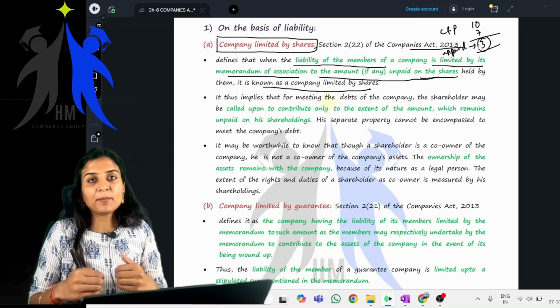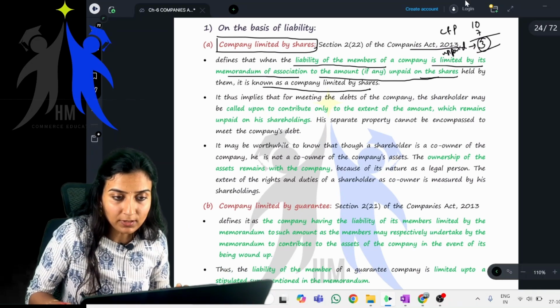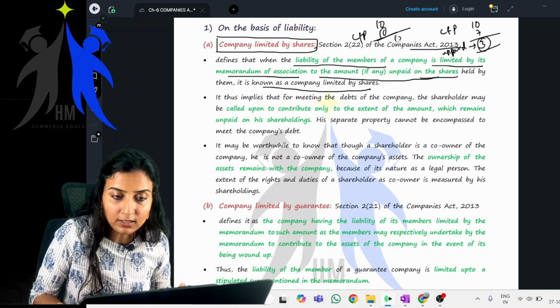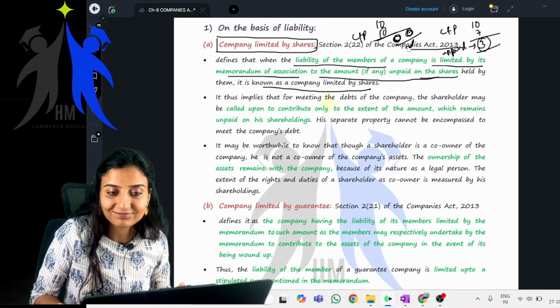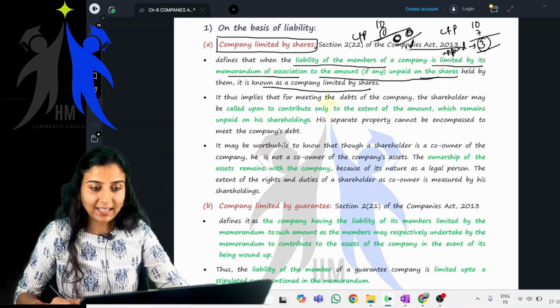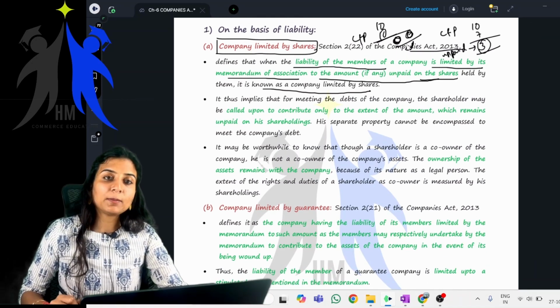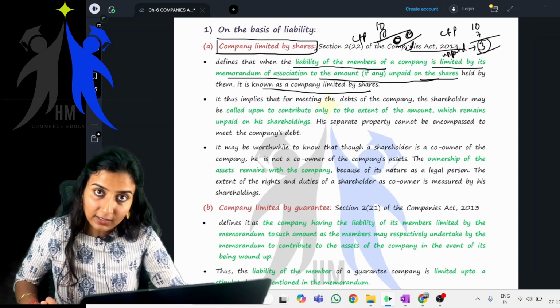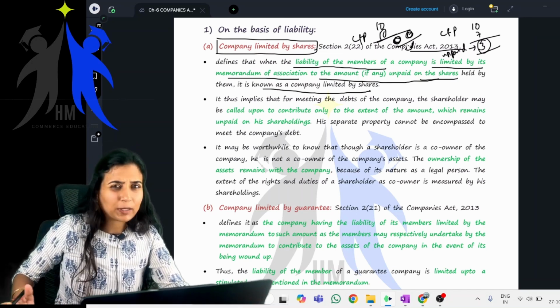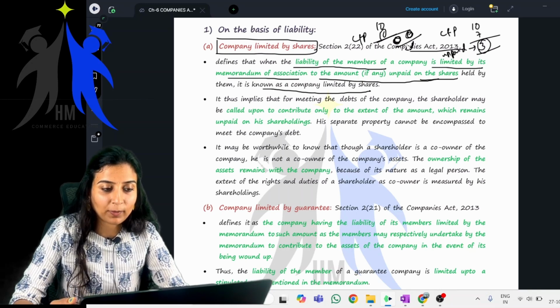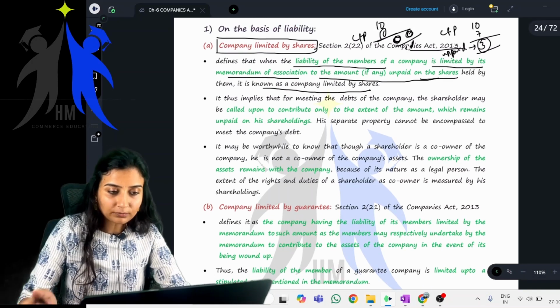If the members have paid this also, say, for example, the face value is 10 and the called and paid up is also 10, what is the amount which can be called from the members? Nothing. Zero is the amount which is unpaid on shares. So zero is the liability of members if they have paid the entire nominal value of the shares. Clear? Very simple. What else is there to explain in this particular topic? Nothing. Yes or no? Yes.